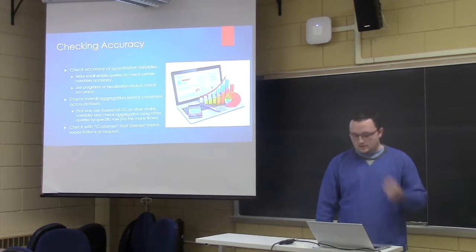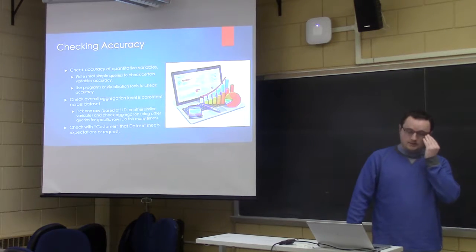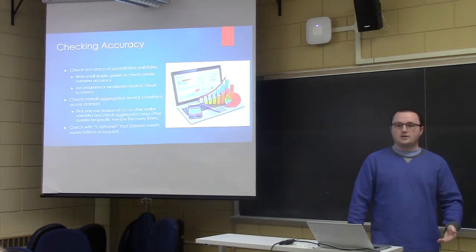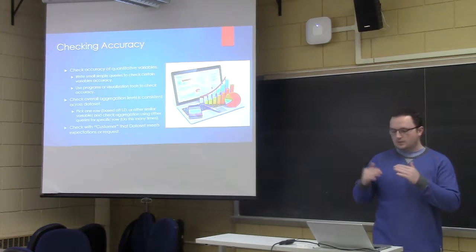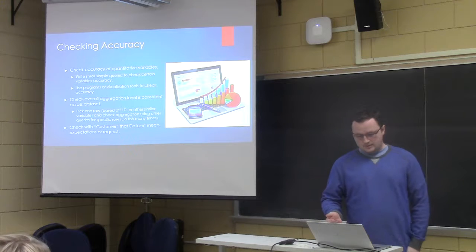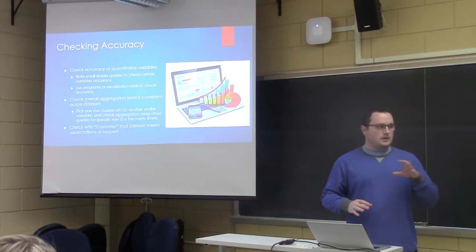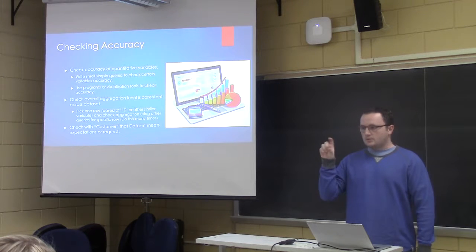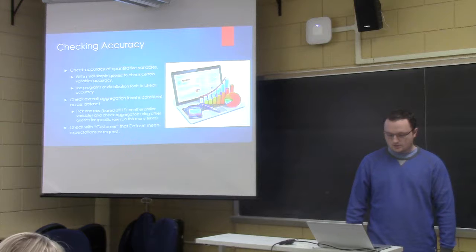And then checking accuracy. This is really huge with SQL because it doesn't necessarily fail or error if you're not doing it correctly, if the numbers aren't aggregated at the same level or something. So you always want to check the accuracy of quantitative variables. A nice way to do this is to write small, simple queries to check certain variable accuracies. Just like a 2-line SQL query to check one variable at a time, and you can do that with all your variables to make sure they're all correct.